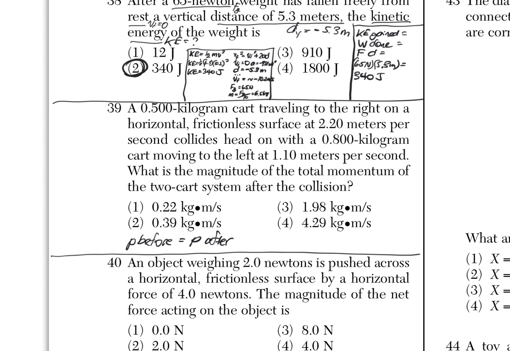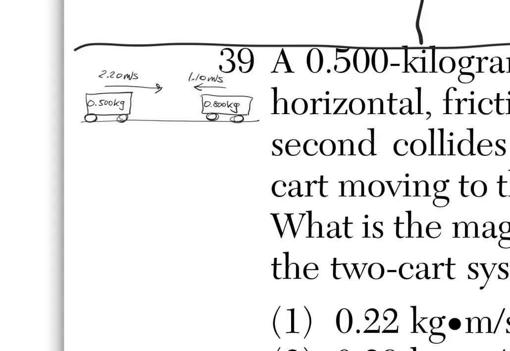So we have two different carts. We have a 0.5 kilogram cart, and we have a 0.8 kilogram cart. And the 0.5 is traveling to the right, and the 0.8 is moving to the left. Sometimes it helps to draw a picture. And then they collide with each other. They would collide because they're moving towards each other. And so the heavier guy is going slower and the lighter guy is going faster.